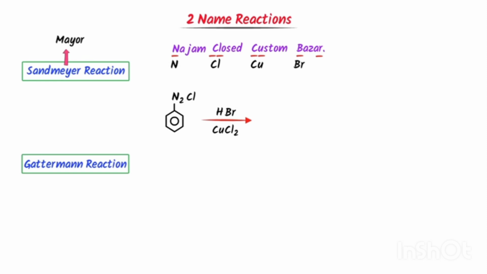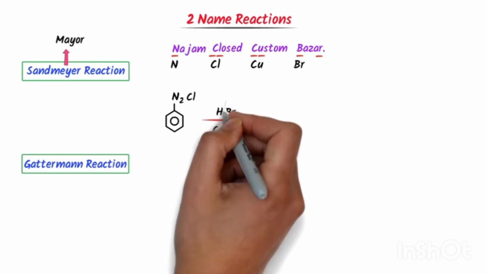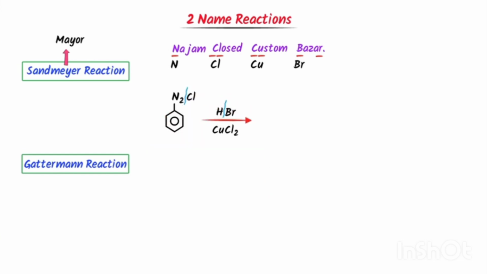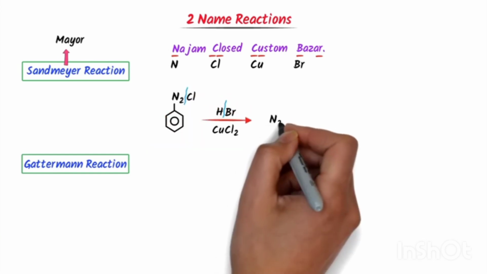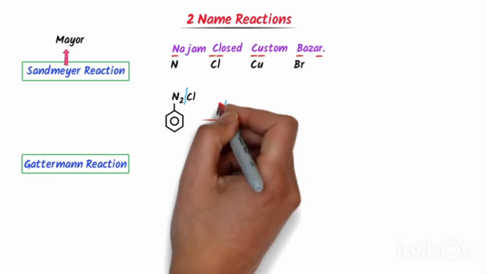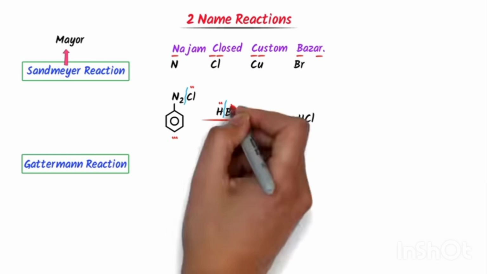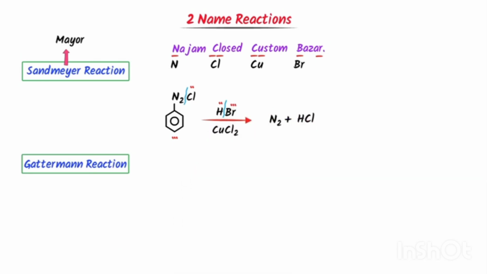Now we can easily guess its products. I cut hydrogen and bromine. I cut nitrogen and chlorine. This nitrogen will evolve as nitrogen gas. This chlorine and H combine to form HCl. This benzene ring and bromine react together to form alkyl halide. So this is the Sandmeyer reaction.